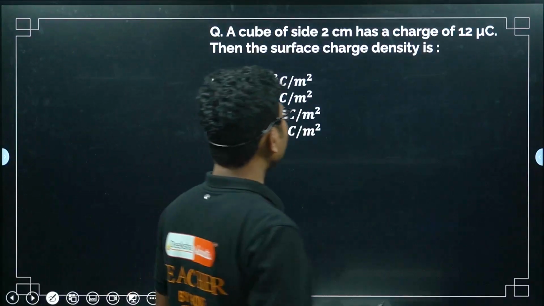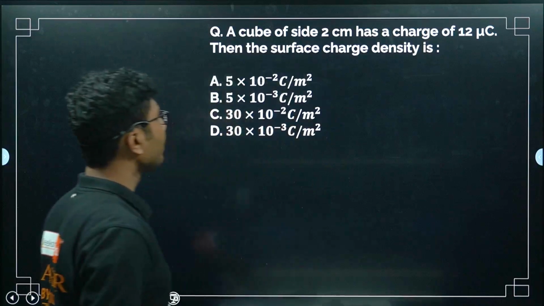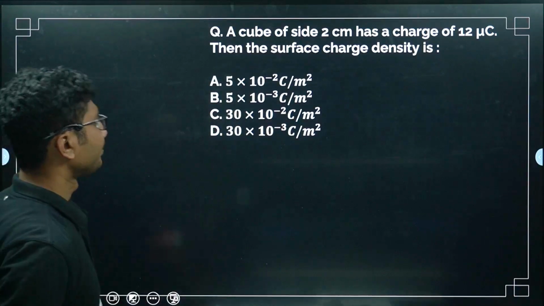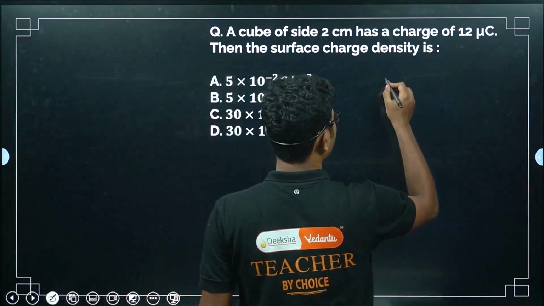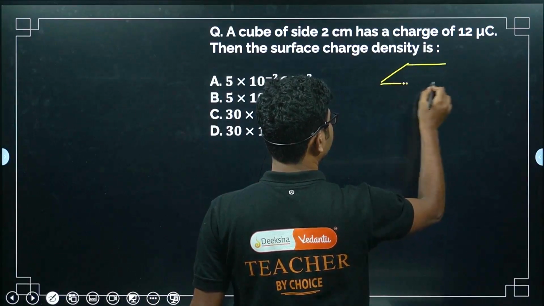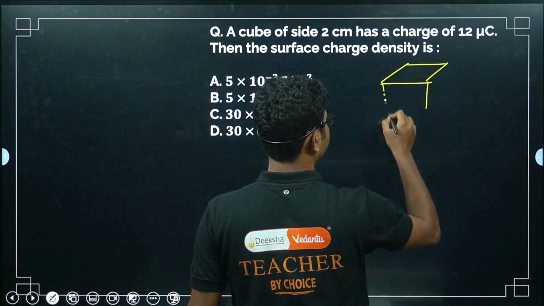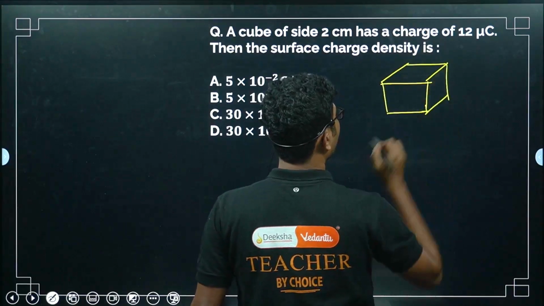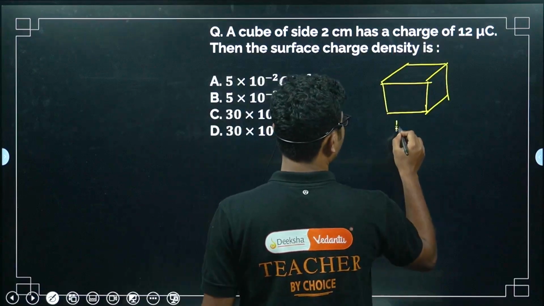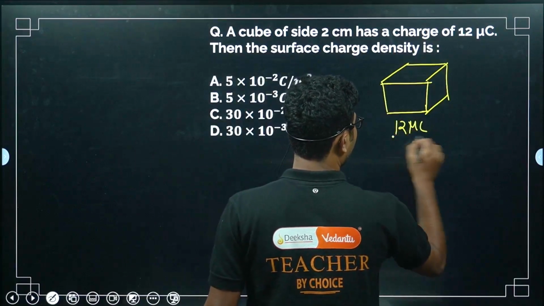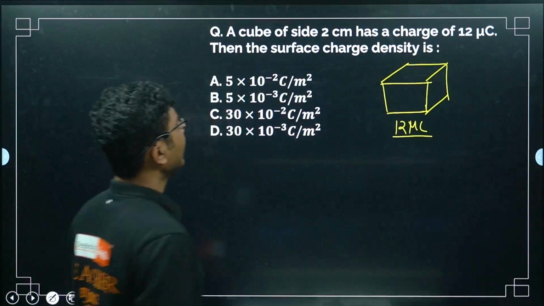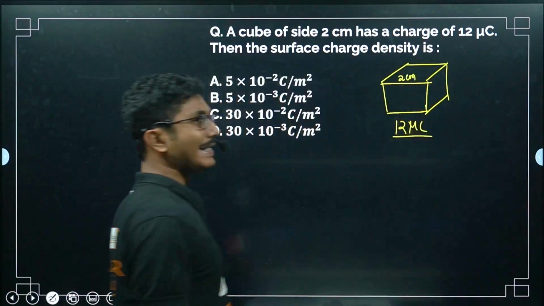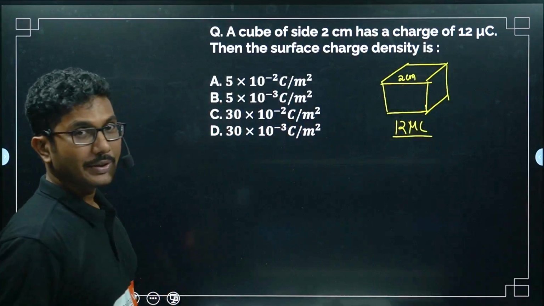A cube of side 2 centimeter has a charge of 12 microcoulomb. Then the surface charge density is. So a cube. The total charge on the cube is 12 microcoulomb. Right? And the side is 2 centimeter. Now what is the area then? If the side is 2 centimeter, what is the area?